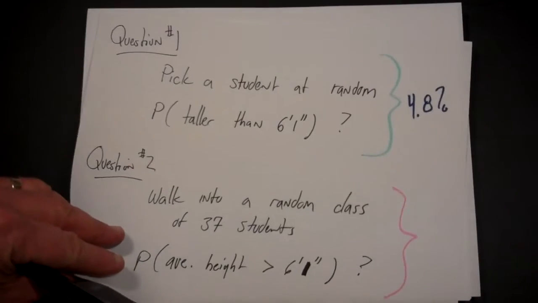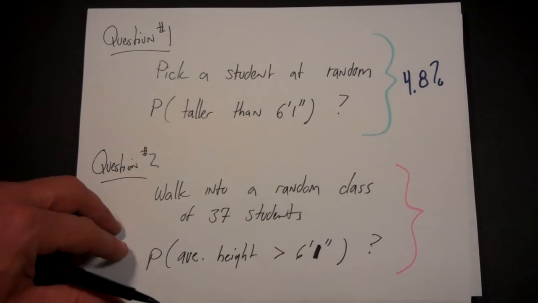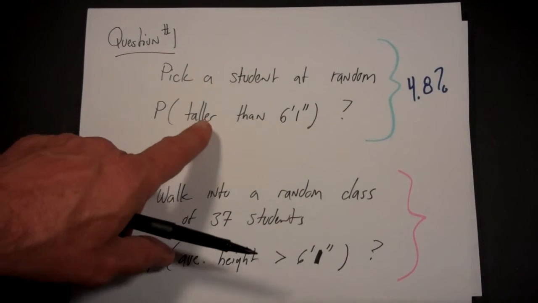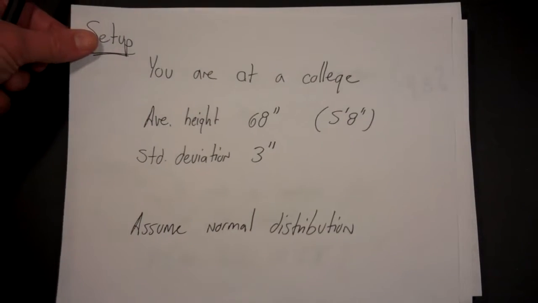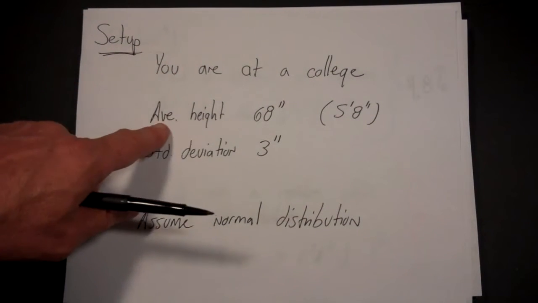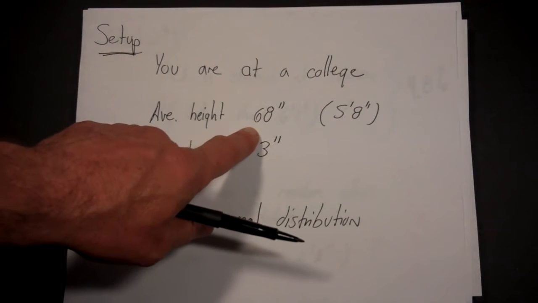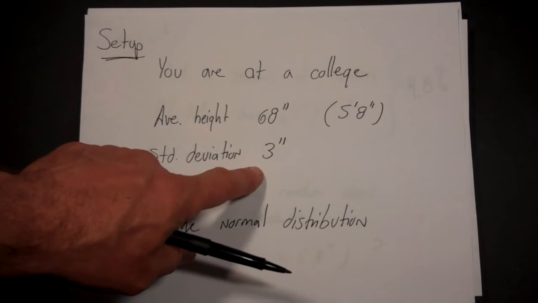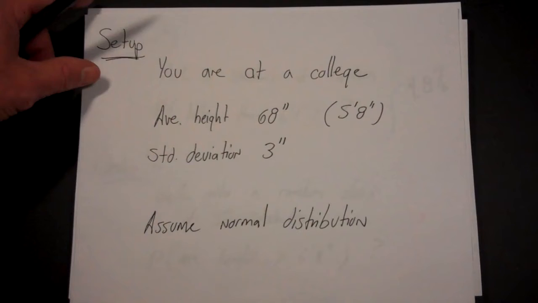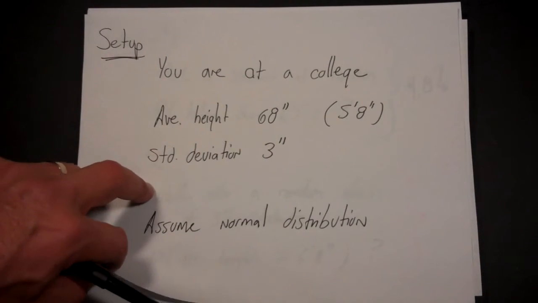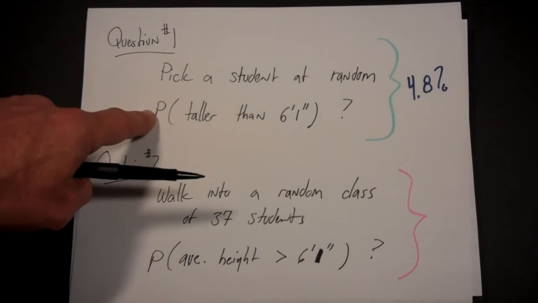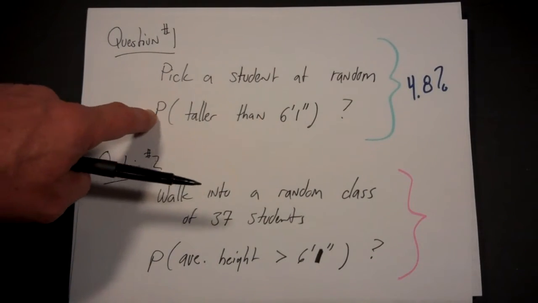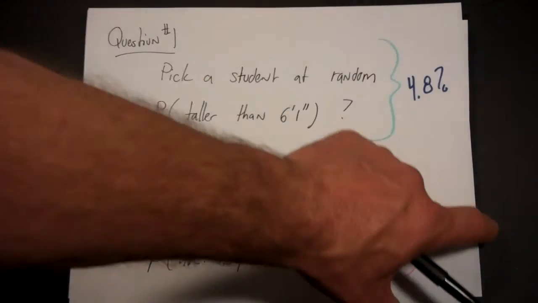The first question we answered was: pick a student at random, what's the probability that they're greater than 6'1". Remember, this is the original problem. You're at a college. The average height is 68 inches and the standard deviation is 3 inches, and we're assuming a normal distribution. So you choose a student at random, what's the probability they're greater than 6'1"? And we found that that probability is 4.8%.